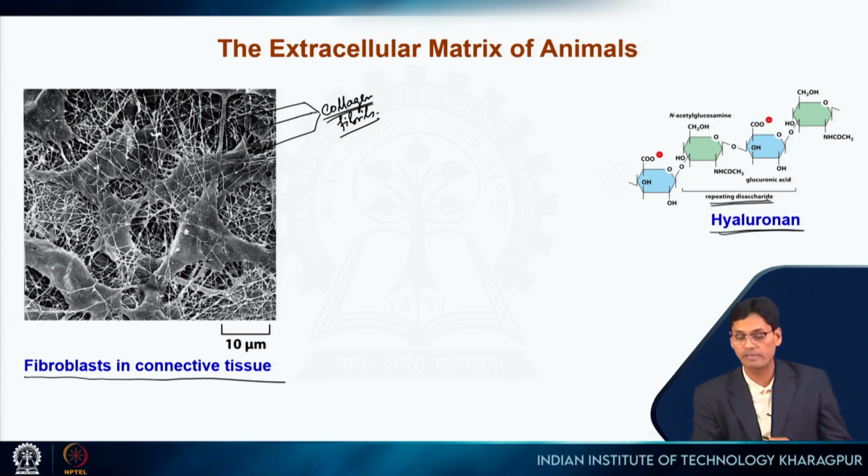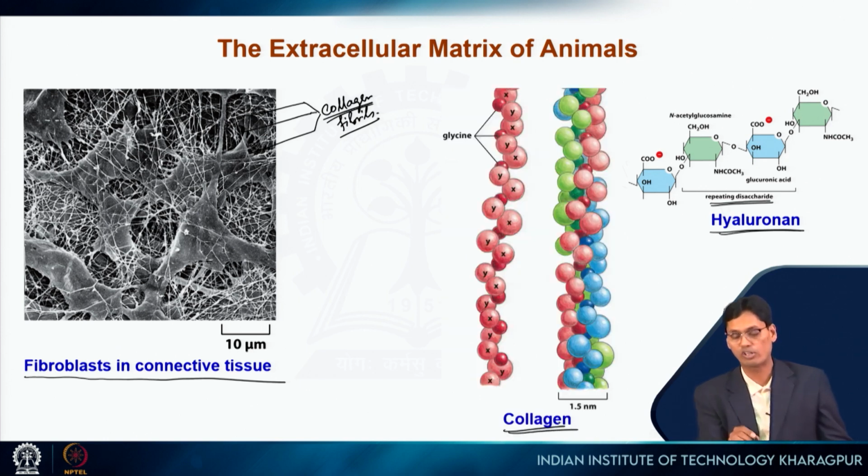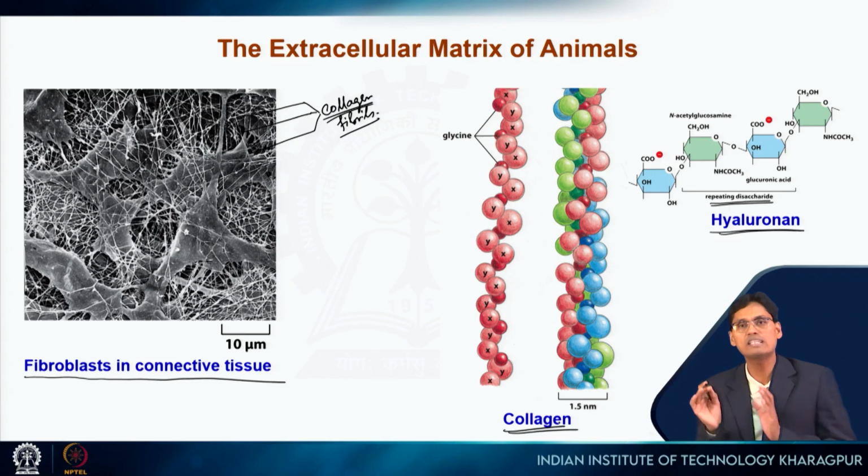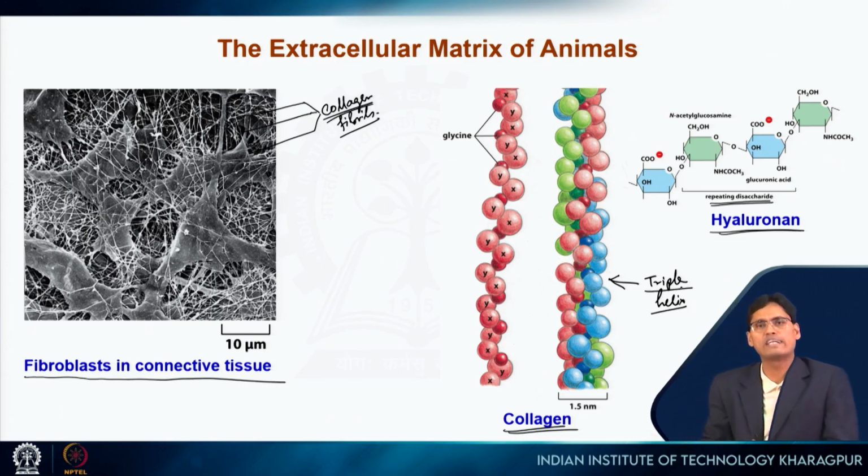Another very important thing is collagen fiber, which I already mentioned. In the mammalian system, in our body, collagen is a protein fiber, and it is almost 20 to 25% of the total protein present in our body. Collagen has a typical structure: a triple helix. Three collagen strands form a helix, as you can see here, the triple helix of collagen.